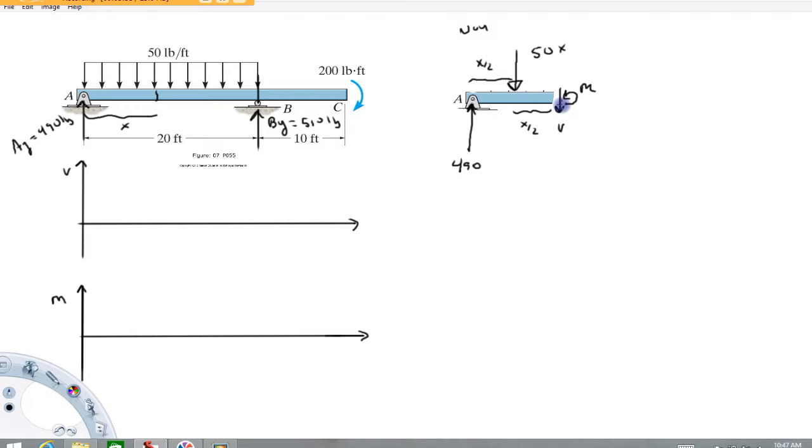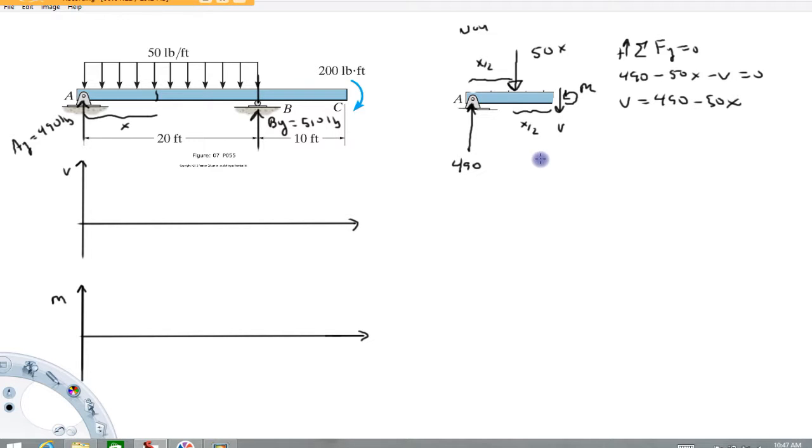All right, so now we just start writing equations. Equation number 1, I'll start right over here. Sum of all forces in the y direction equals 0. I'm going to do up positive. So that's going to be 490 minus 50x minus the shear, and that's it, equals 0. So our shear force is going to equal 490 minus 50x. And you notice we got a linear function here, which is perfectly fine.